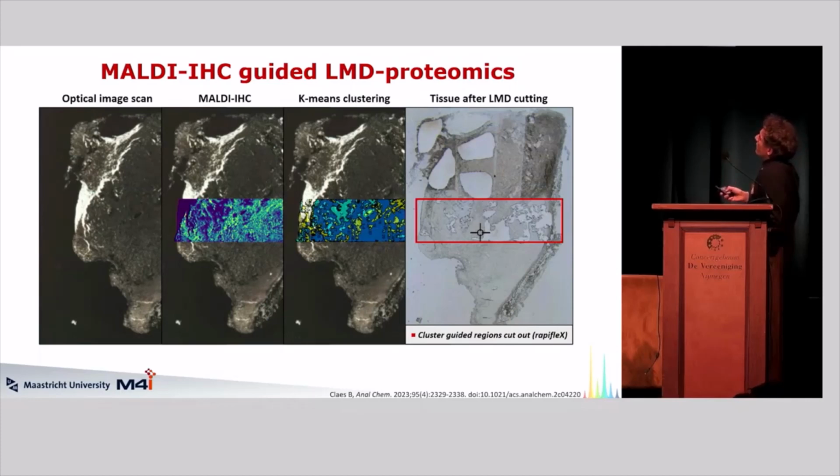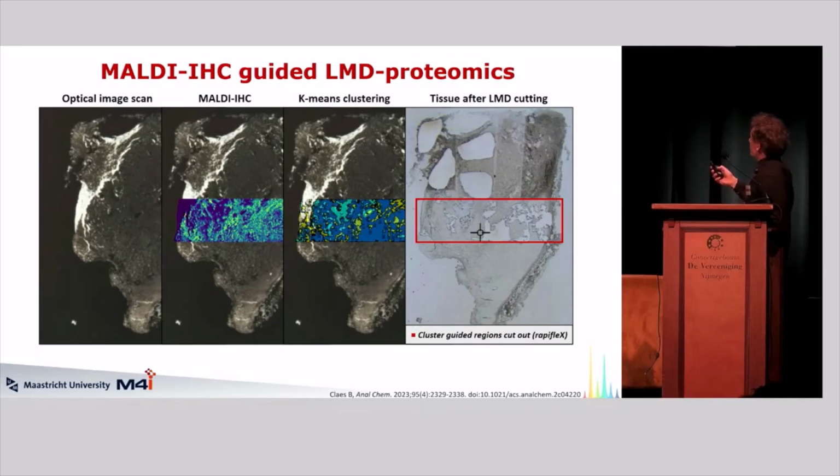Then, based on the images that we get, we do a computational clustering just based on the abundance of the different ions that we see, and then cut out the regions, as Eva also mentioned, with the laser microdissection device, which allows us to collect regions and then extract the proteins or lipids or whatever we want from a more specific region rather than homogenizing the whole tissue.